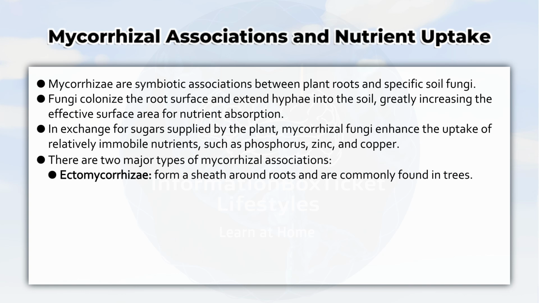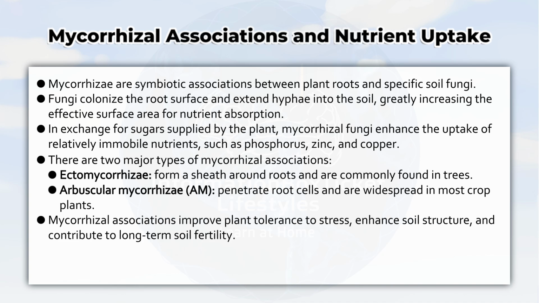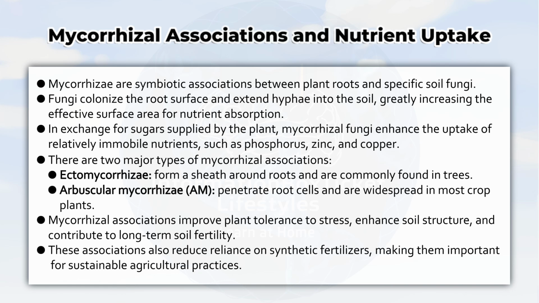There are two major types of mycorrhizal associations. Ectomycorrhizae form a sheath around roots and are commonly found in trees. Arbuscular mycorrhizae, AM, penetrate root cells and are widespread in most crop plants. Mycorrhizal associations improve plant tolerance to stress, enhance soil structure, and contribute to long-term soil fertility. These associations also reduce reliance on synthetic fertilizers, making them important for sustainable agricultural practices.